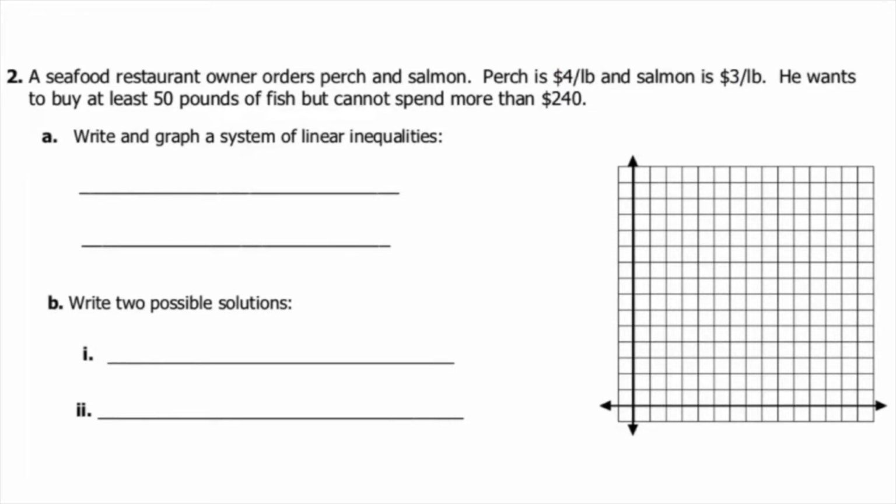All right, for number 2, a seafood restaurant owner orders perch and salmon. Perch is $4 a pound and salmon is $3 a pound. So the first thing they mentioned was perch, so that's going to be your X value, which is $4 a pound. And salmon is your Y, that's the second kind of fish they mentioned, and that's $3 a pound.